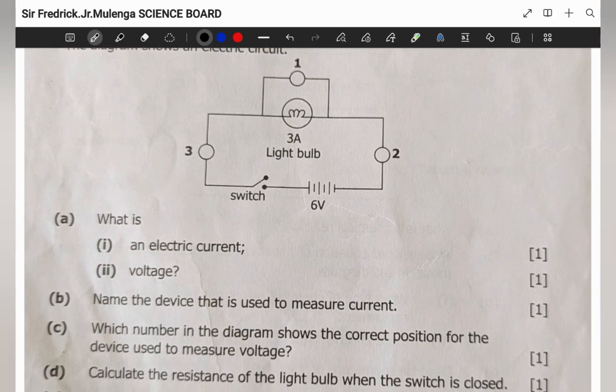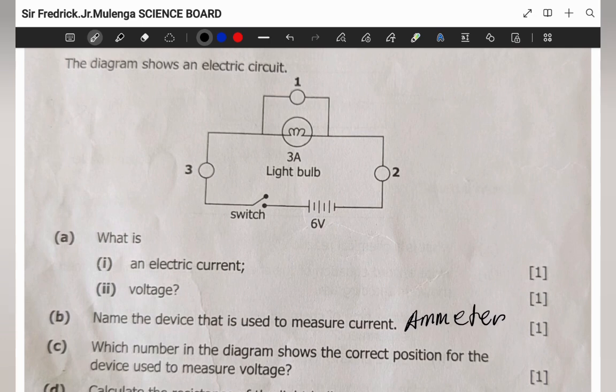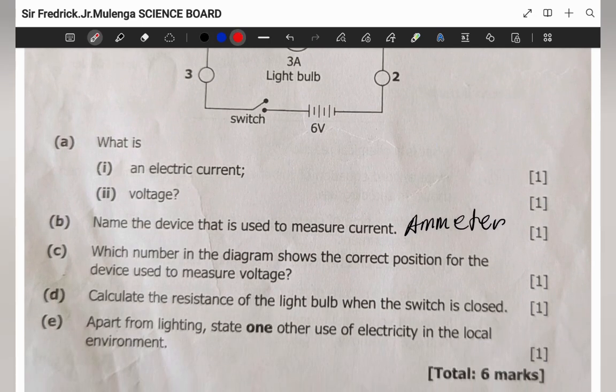Then name the device that is used to measure current. Definitely, as I was giving you the introduction, I talked about this. It is called an ammeter. Which number in the diagram shows the correct position of the device used to measure voltage? So 1 is the correct number which shows the correct position of the voltmeter.